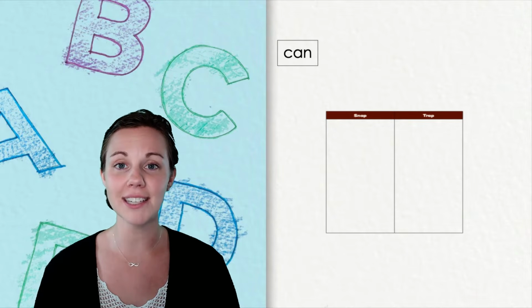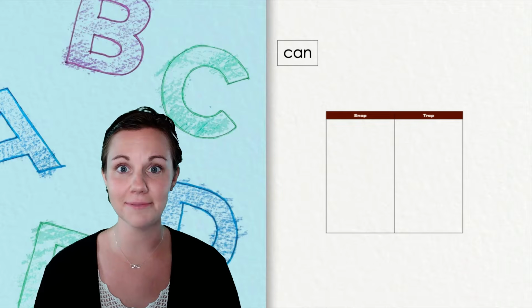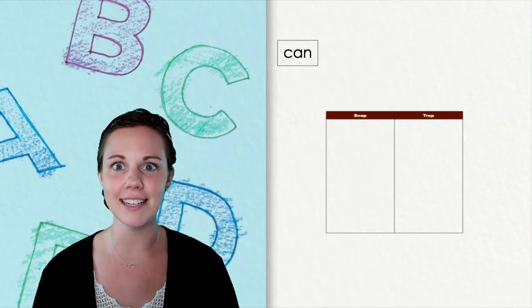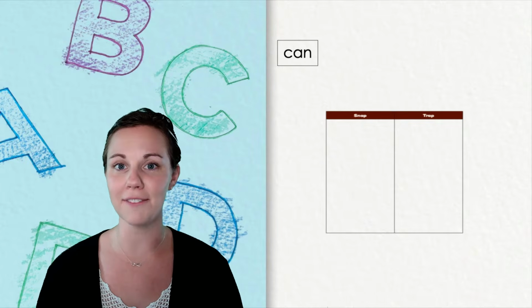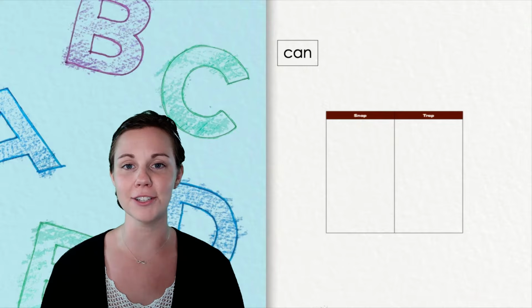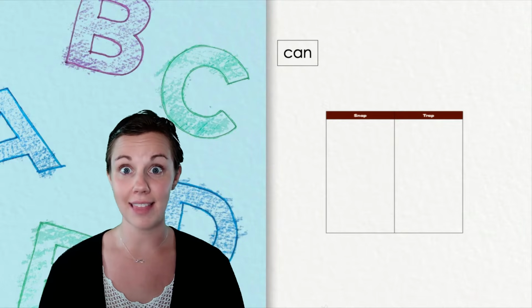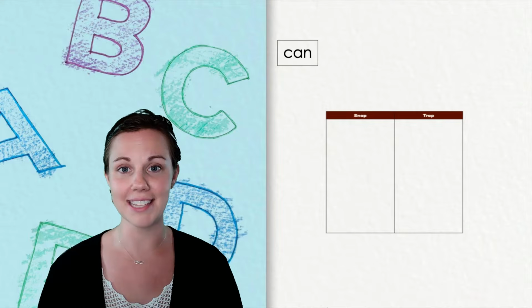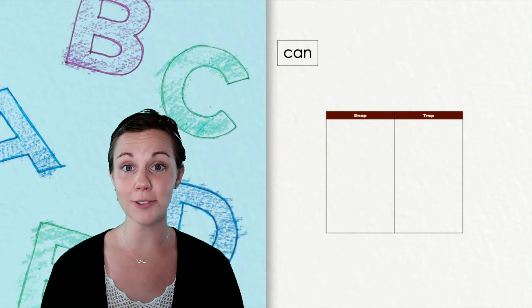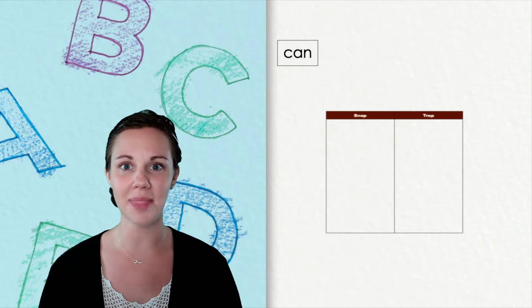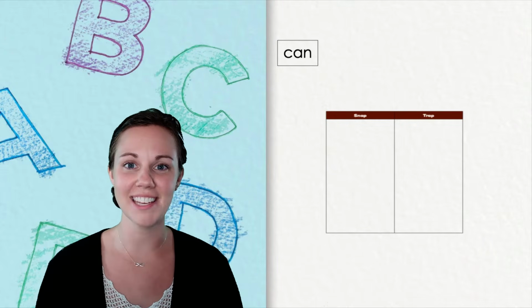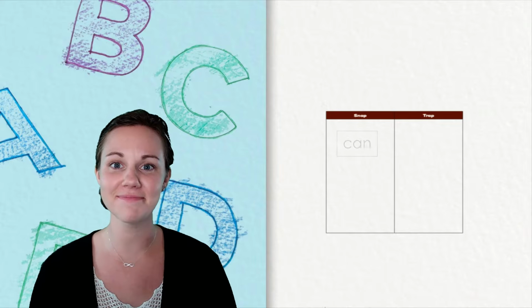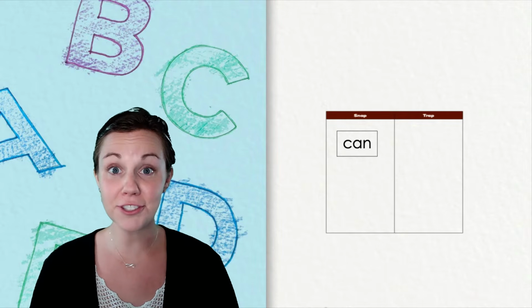First, we have the word can. Say it. Can. I hear a short A sound, and I know that we have a closed syllable because the N closes in the vowel. The N makes sure we have our short A sound. Since it follows the rule of our closed syllable, that seems like a snap. Here it goes into our chart. Let's try another one.